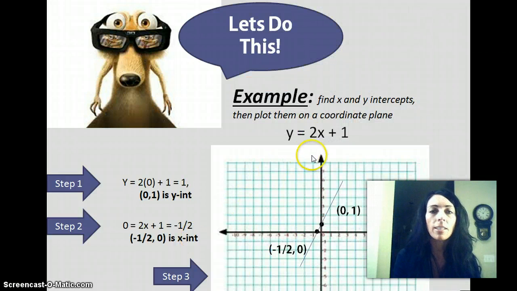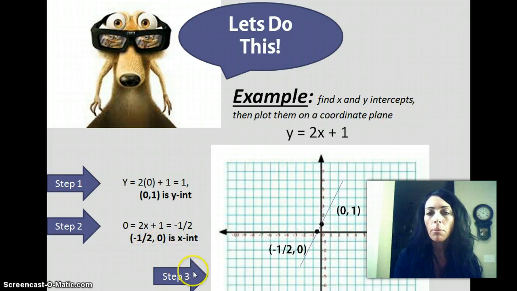So here's a quick example of what those steps look like. Here's our equation, y equals 2x plus 1. Down here, in step 1, we substituted 0 for x and solved for y. This gave us the y-intercept of (0, 1). In step 2, we did the opposite. We substituted 0 for y and solved for x, so x equals negative 1/2. So our x-intercept is (negative 1/2, 0).